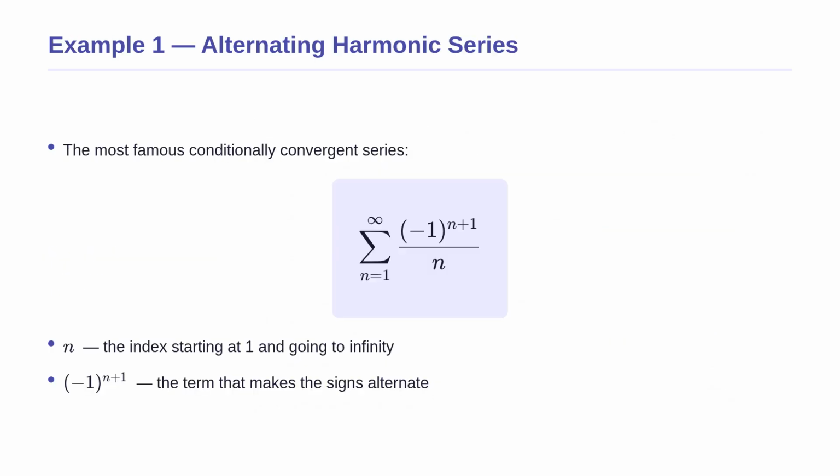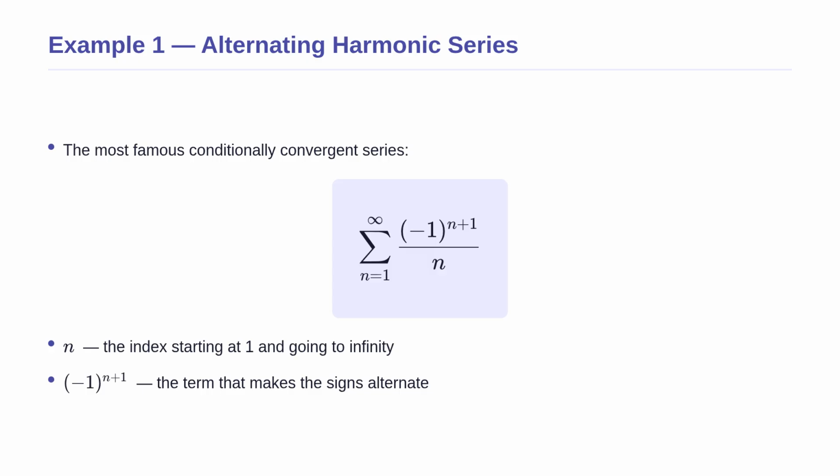Now that we understand the theory, let us apply our unified two-step testing procedure to the most famous example, the alternating harmonic series. We want to find out if this series converges conditionally, converges absolutely, or diverges entirely. Here is the mathematical expression for the series.